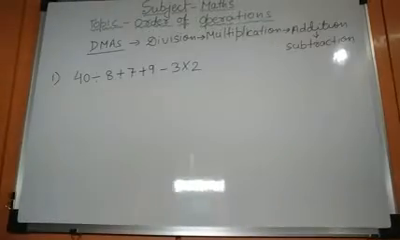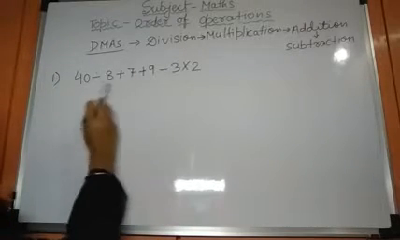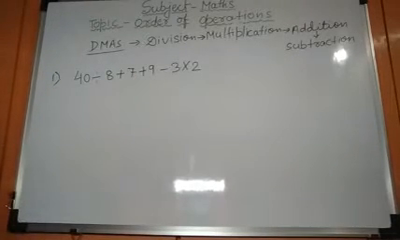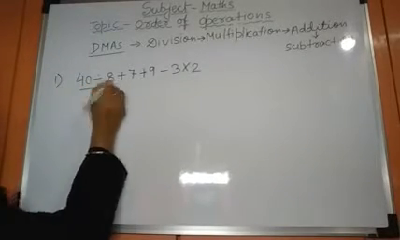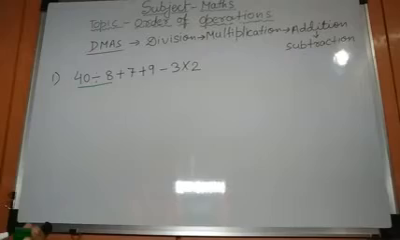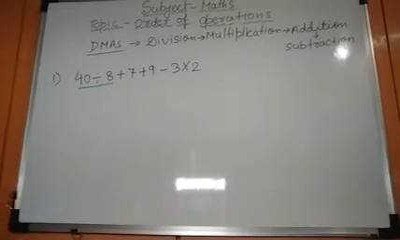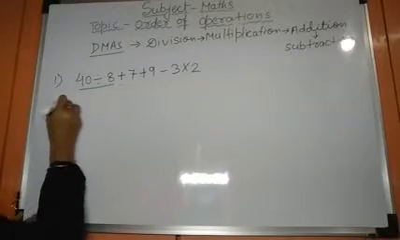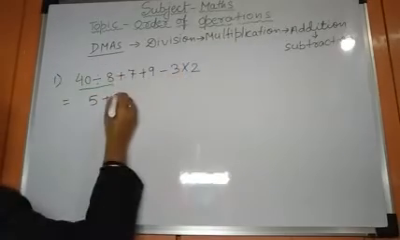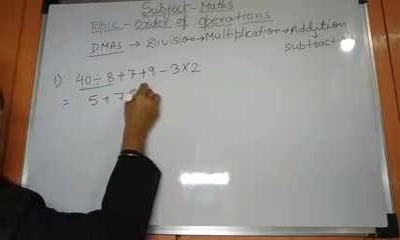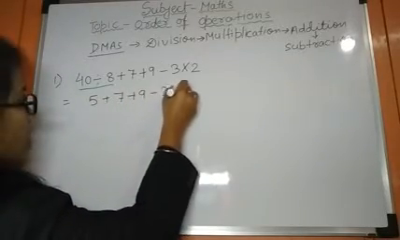Fine. So friends, first of all I have taken DMAS. Division, multiplication, addition and subtraction means here first of all we will do the work of division. So work of division, that means 40 divided by 8. Remaining all will be as it is, no change. So 40 divided by 8 is 5, plus remaining all we will write as it is, 7 plus 9 minus 3 multiplied by 2.